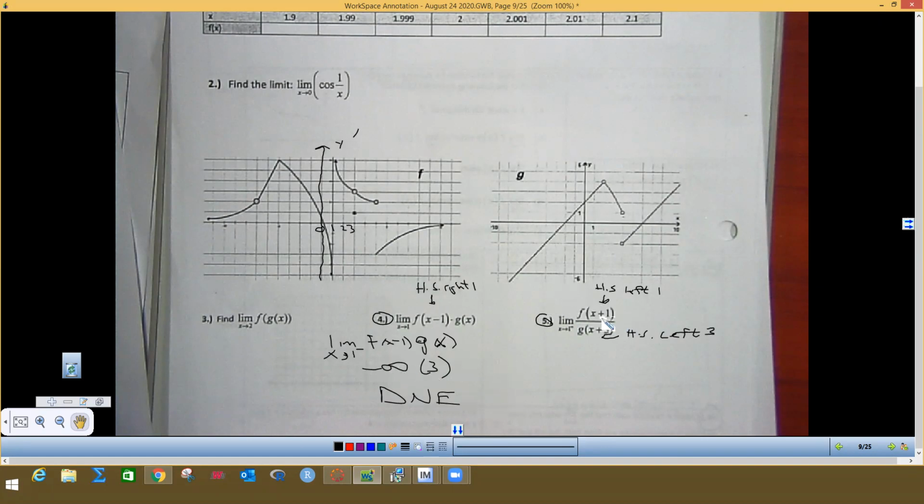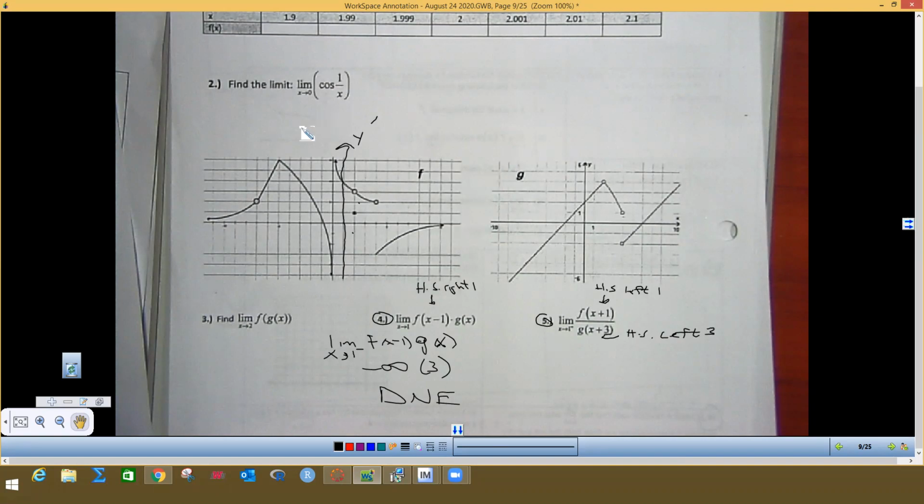On this problem, this says we have to take the f function now and all the points are moved to the left, which moves the y-axis to the right one. So I'm going to take this y-axis now and move it over to here. That takes all the points that were on the graph and moves all the points left one. And we're going to approach 1 from the right side. So that's a plus sign.